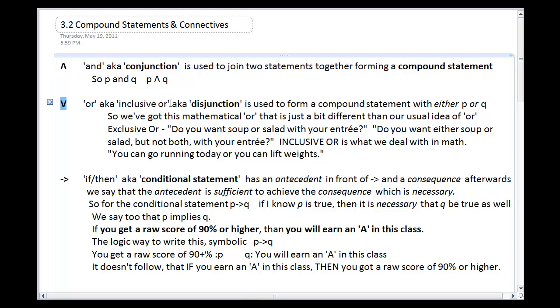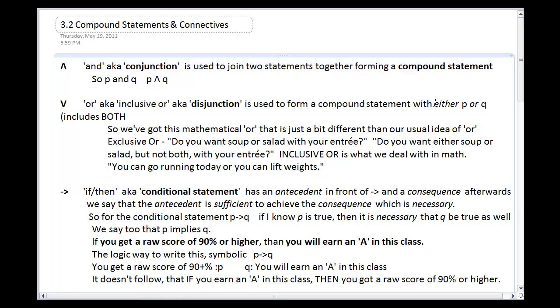So let's talk about disjunction now. I call this the inclusive or. There's 2 types of ors that we use in the English language. Inclusive or is when I have the statement either P or Q with this idea that it includes both as a possibility, as a possible option. And this is the mathematical or. It's just a little bit different than our usual idea of or.